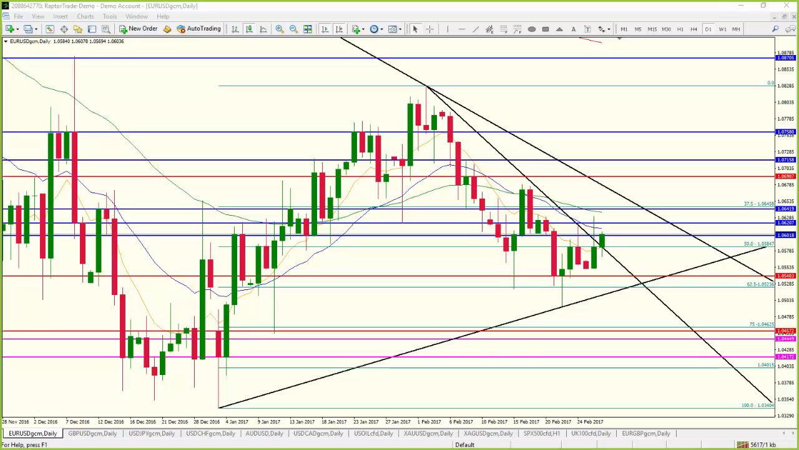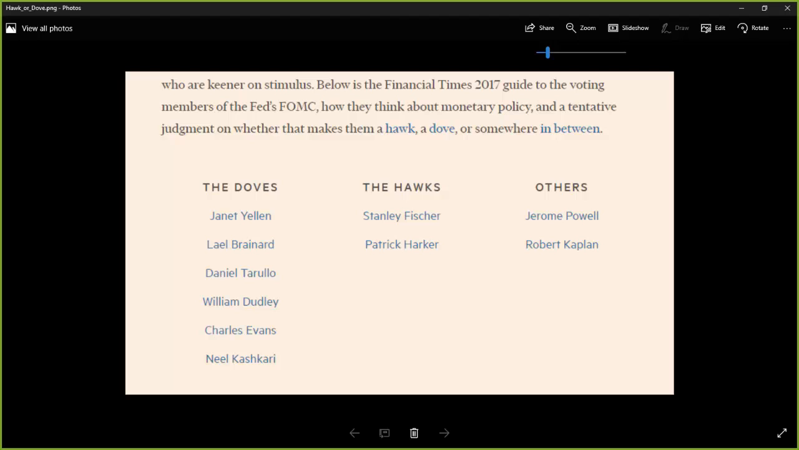Now, whether you want to take that as they should be doing it in March or they should be in the process of multiple rate hikes, either way, that is a very formidable statement to come from someone who's considered neutral. Kaplan is considered neutral, and I'm going to put something up on the screen here. I took a screenshot of this from the Financial Times. It's their 2017 guide to the voting members of the FOMC, and you can see Robert Kaplan on the right under others. That indicates that at least the Financial Times lists him as neither hawk nor dove.